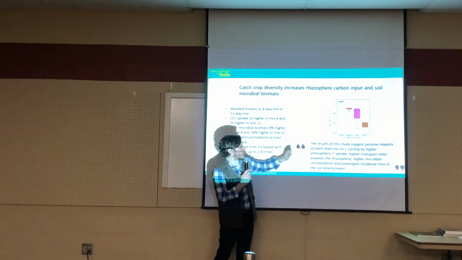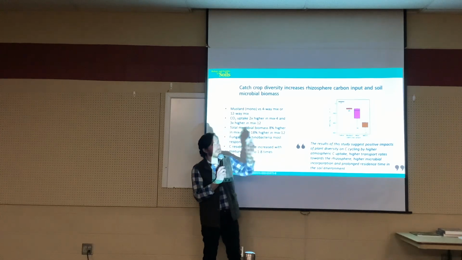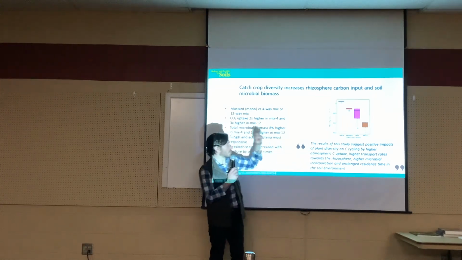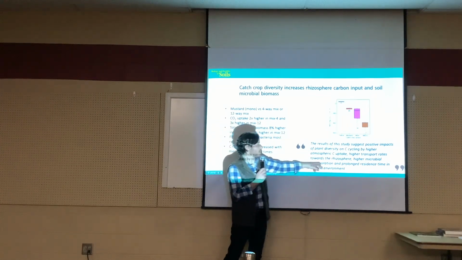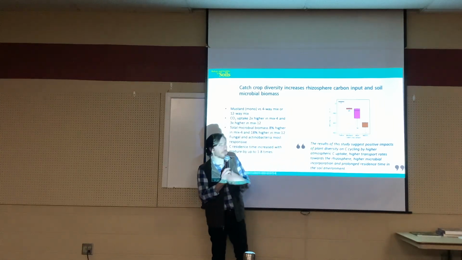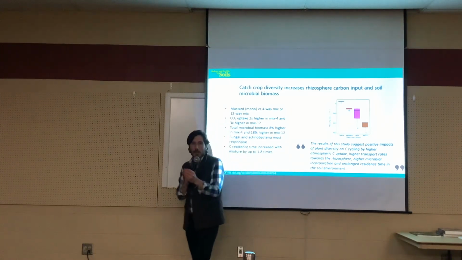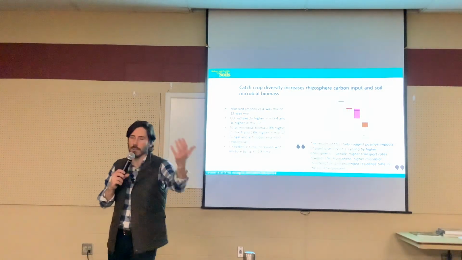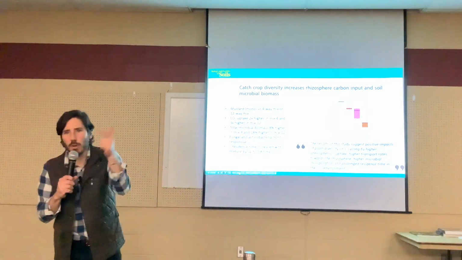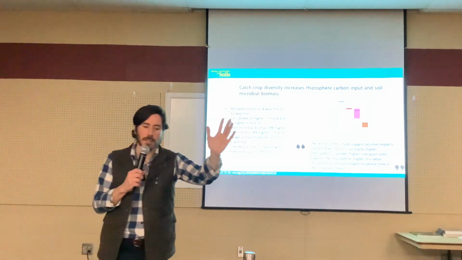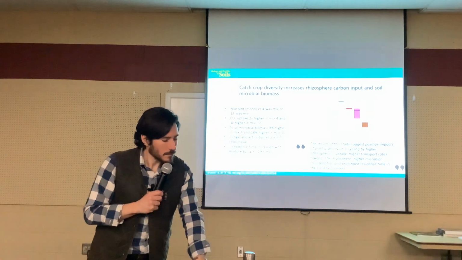impacts of plant diversity on carbon cycling by higher atmospheric carbon uptake, then higher transport rates of that carbon down towards the rhizosphere, higher microbial incorporation and prolonged residence time of that carbon in the soil environment. Okay, but it all started with more photosynthesis, more energy into the system, and then it just goes down into the system and then everything responds positively. It's really as simple as that.